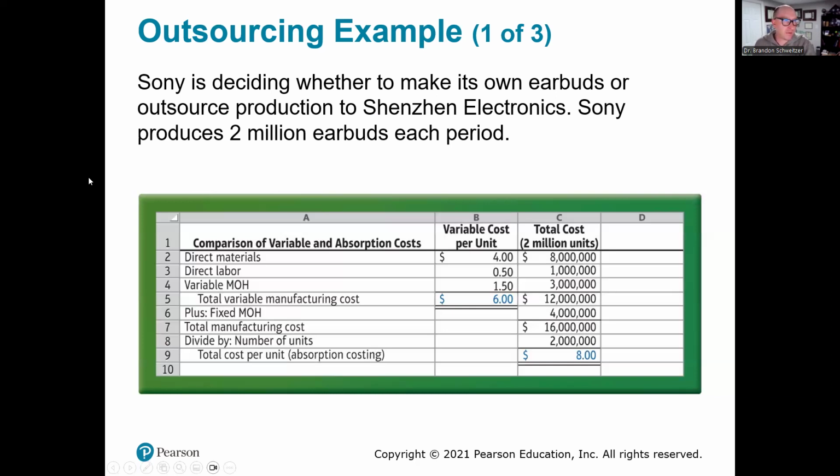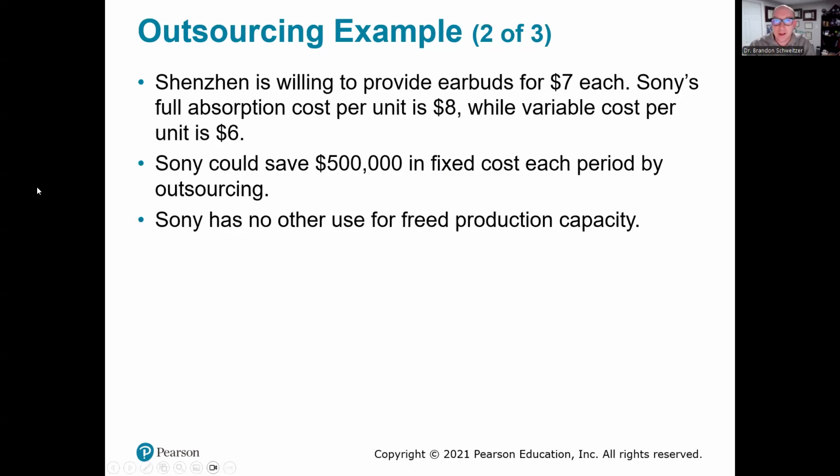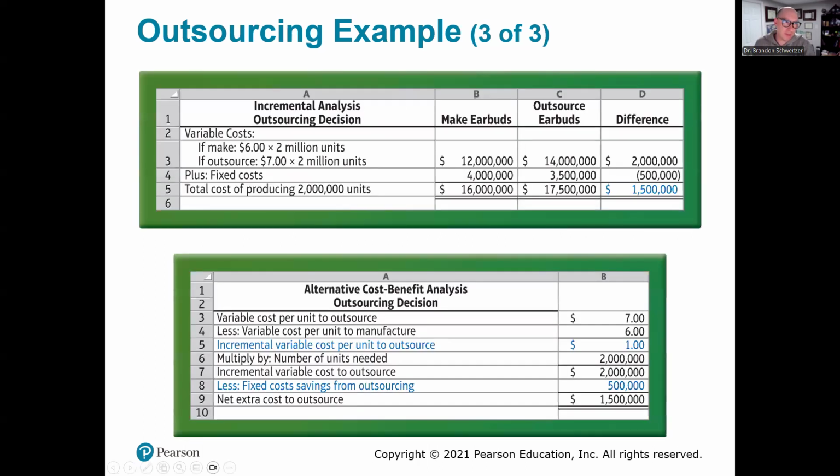So if it costs a total of $8 per unit to make it in-house, and the outsourcing company is willing to provide us the earbuds for $7 apiece, that seems like a reasonable deal. The variable cost per unit is $6. Sony could ultimately save 500,000 in fixed costs per year by outsourcing, and they would have no other use for the freed up capacity.